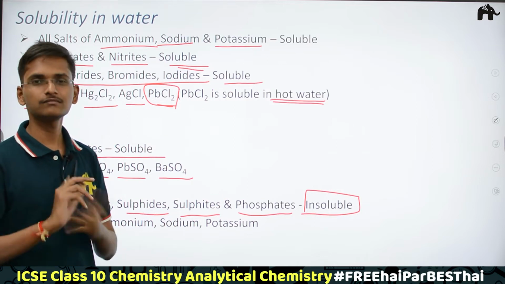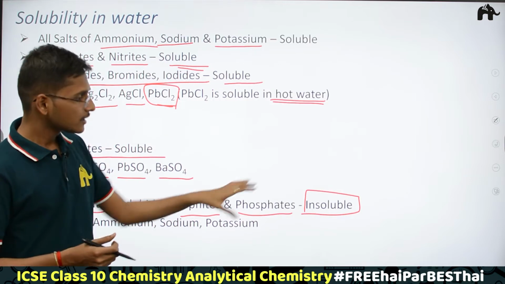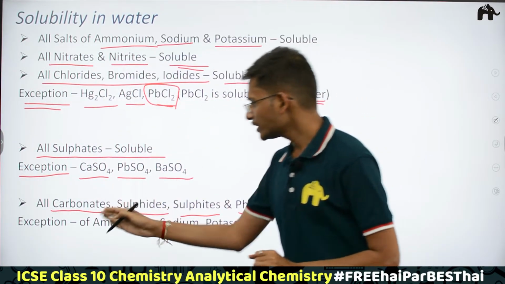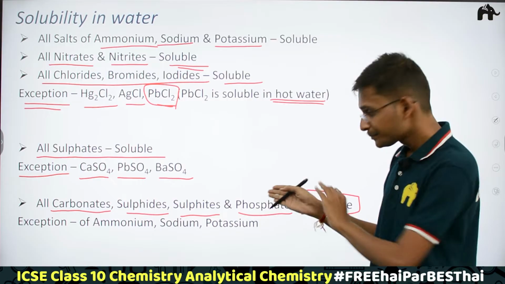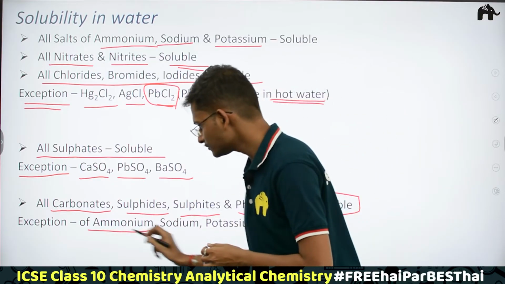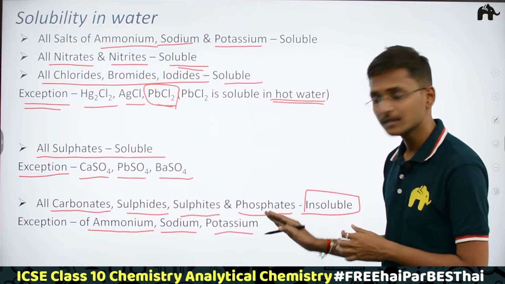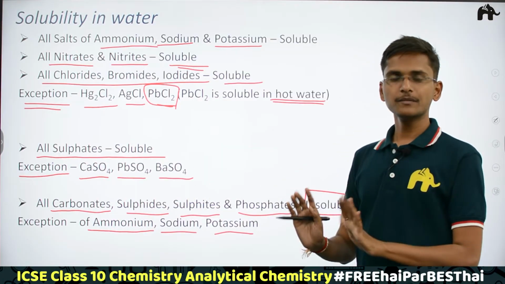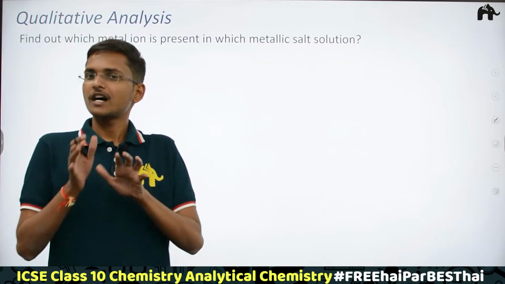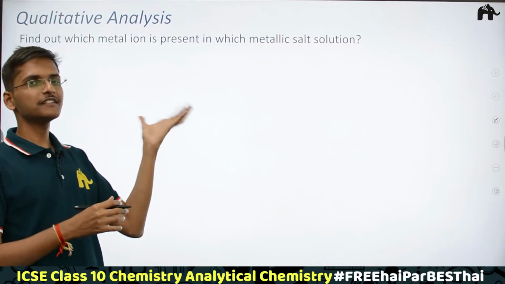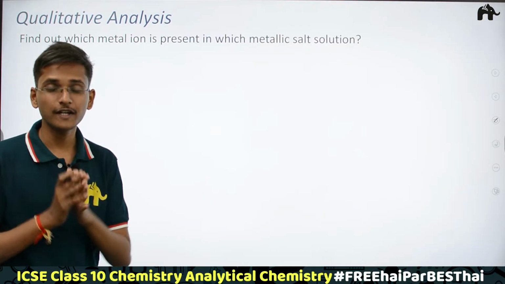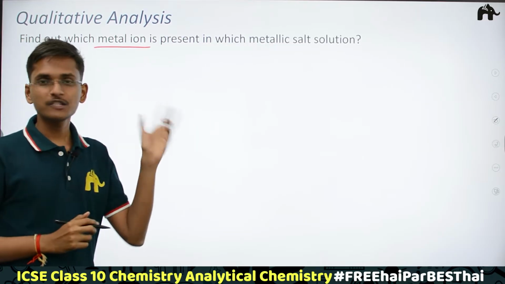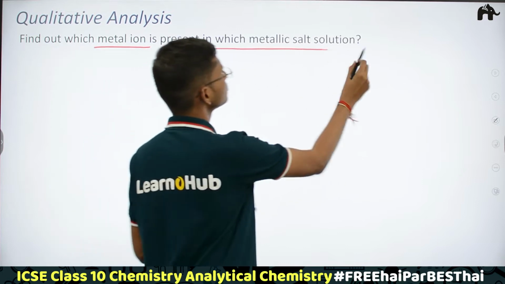Now the last point is a bit tricky. All these are insoluble, and the exceptions are carbonates, sulfides, phosphates of ammonium, sodium, and potassium. These are only soluble. Okay, very simple. Understood? Now again, coming back to the interesting thing which we are going to do in this chapter, right? We are going to find out which metal ion is present in which metallic salt solution.